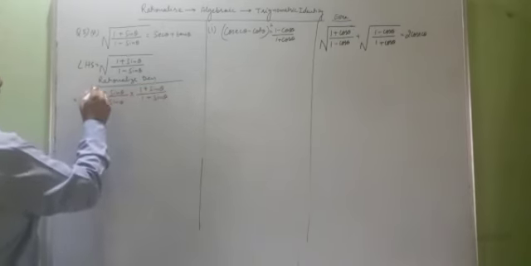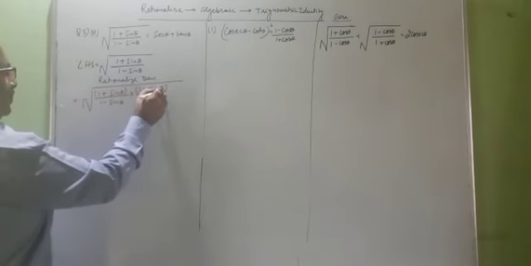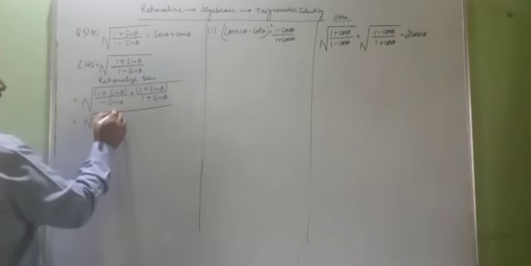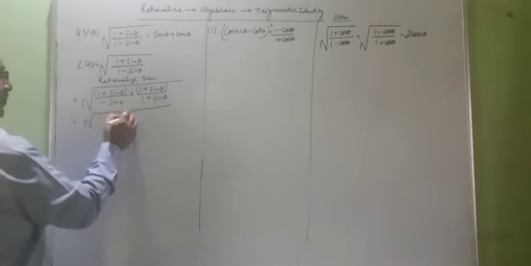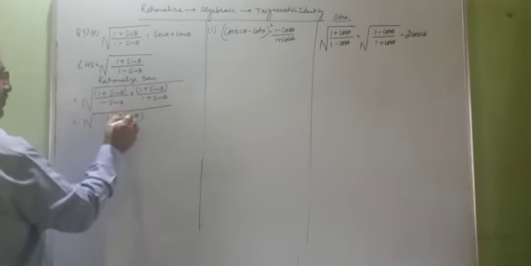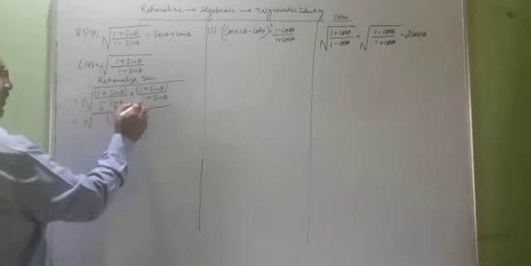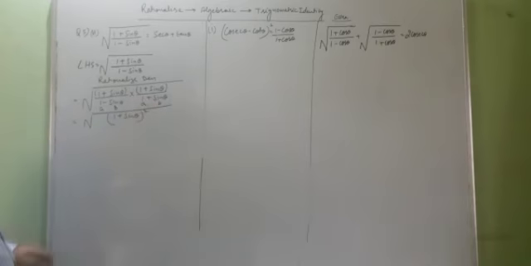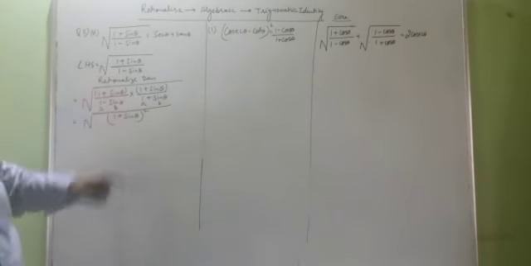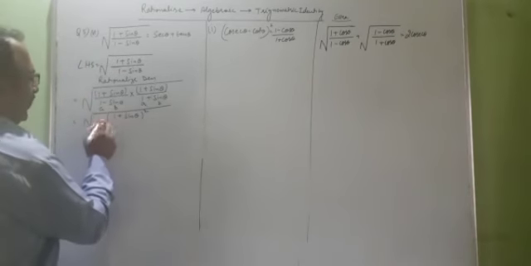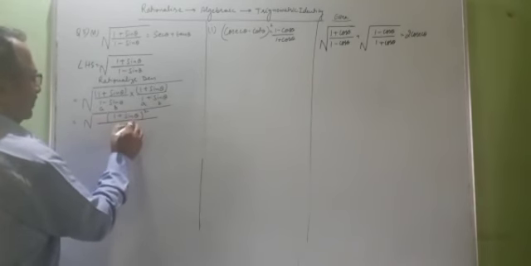Now look at the numerator. They are same terms. So when same terms are multiplied, it is converted into a square: 1 plus sine theta whole square. Now look at the denominator. A minus B, A plus B. As I told you, after rationalization, search for an algebraic formula. A square minus B square: 1 minus sine square theta.